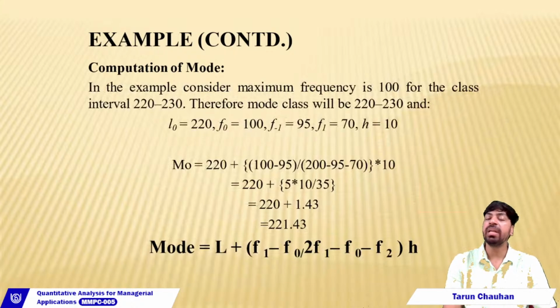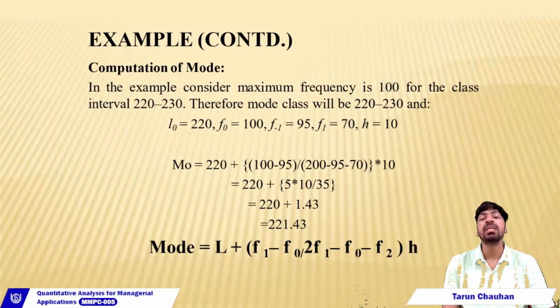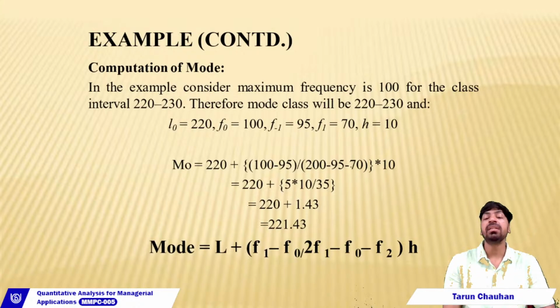So when we talk about individual data and discrete data, the value or the frequency which comes the maximum number of times is the value of mode. But in the case of continuous data, there is a formula used to calculate the mode, that is L plus (F1 minus F0) by (2F1 minus F0 minus F2) times h. So the same formula has been used over here.